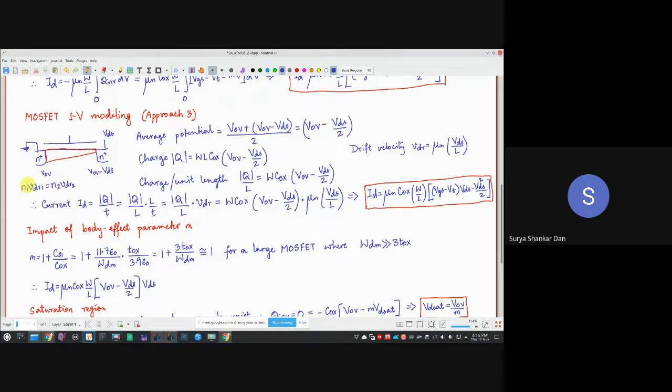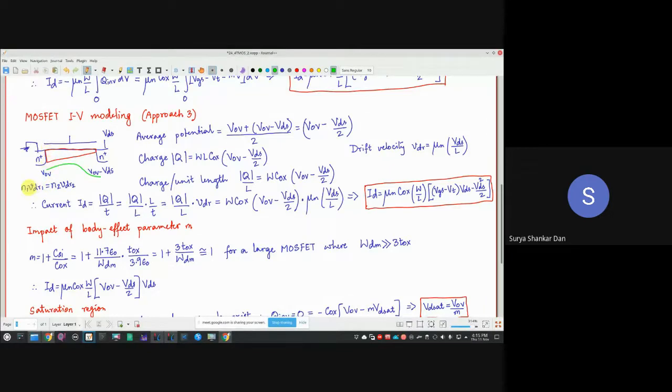N1 and N2 are the electron concentrations. If you're speaking about the depletion, somebody had pointed out, and that's a very good question actually, the depletion will be somewhat like this. The depletion region is actually more in case of the drain region, less in terms of the source region. So what N1 and N2 represent is basically the concentration of the free electrons in the channel.